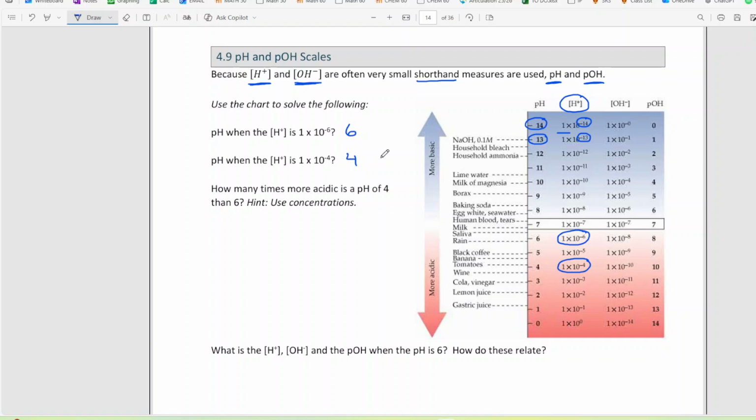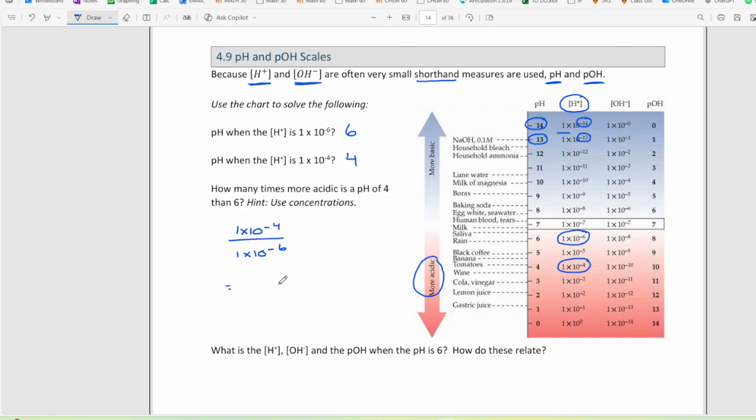What I want to look at is what this means. When you have a pH of 4, that is more acidic than a pH of 6. How many times more acidic is it? You'd have to use the concentrations to figure that out. pH is a shorthand. Concentration is your longhand. It's kind of like percent in a way, right? One has a mathematical value and one you have to change into a mathematical value.